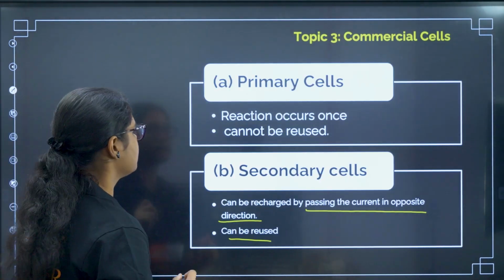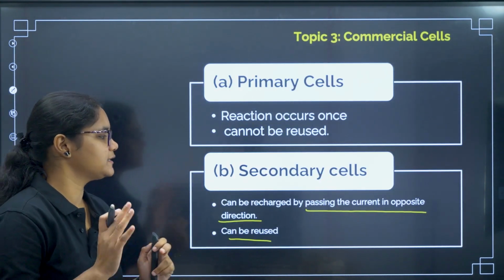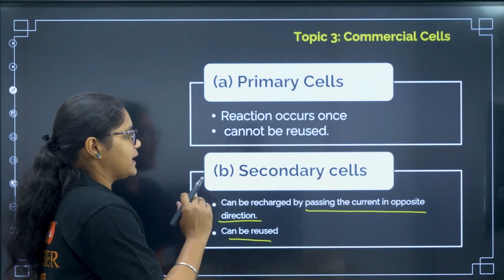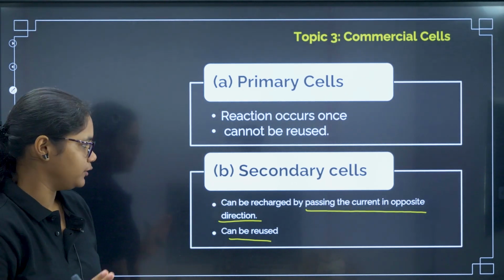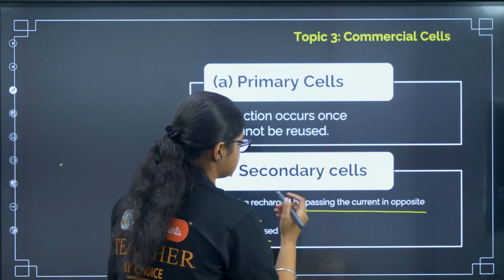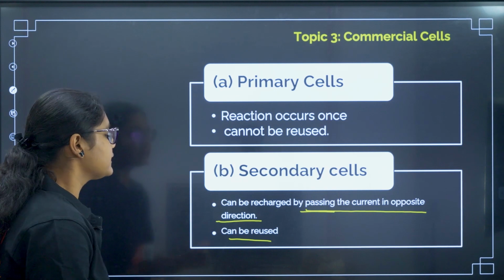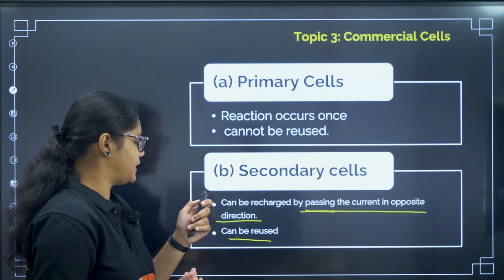Next topic, that is primary cells and secondary cells. In primary cells, the reaction occurs once and cannot be reused. In secondary cells, the cells can be recharged by passing the current in the opposite direction and reused. Okay, so that is the main difference.